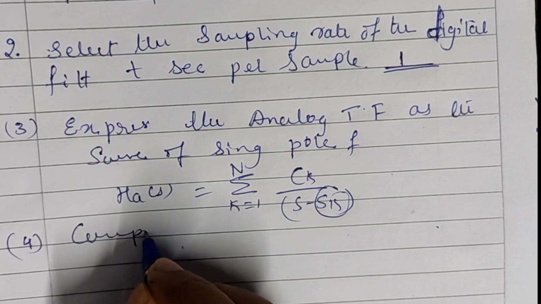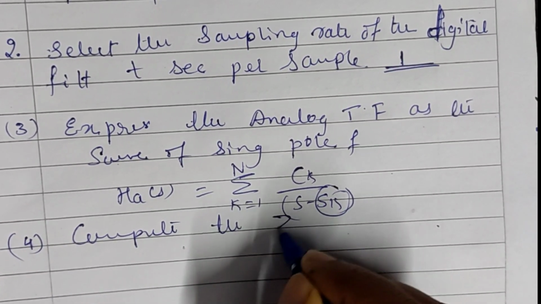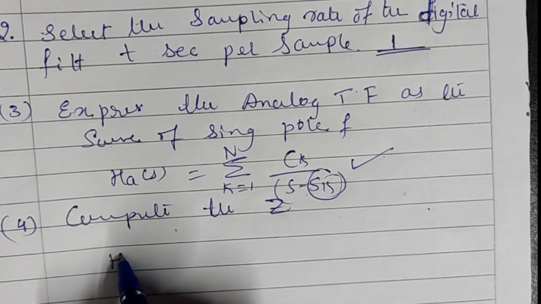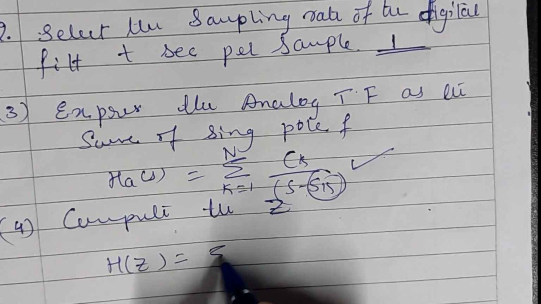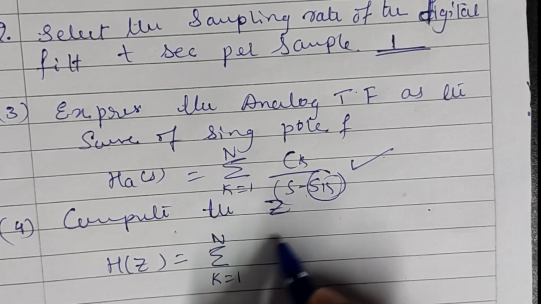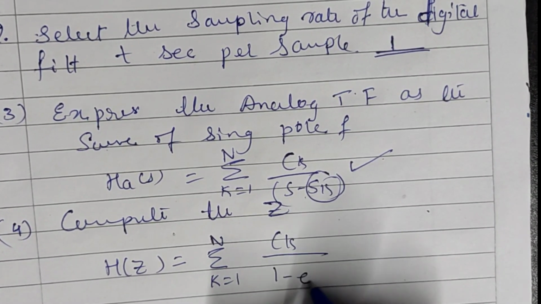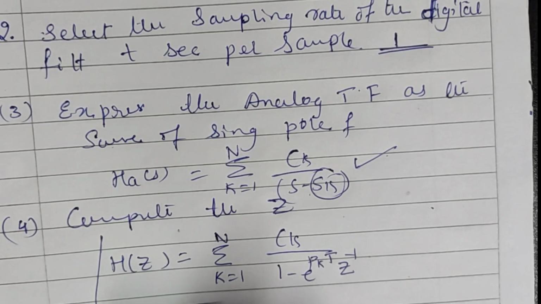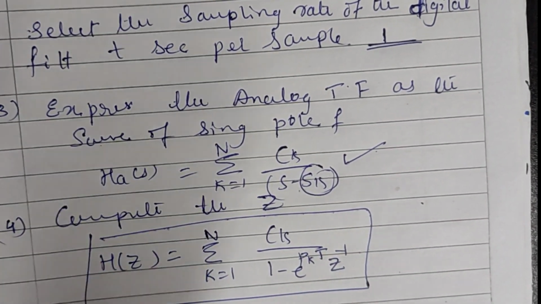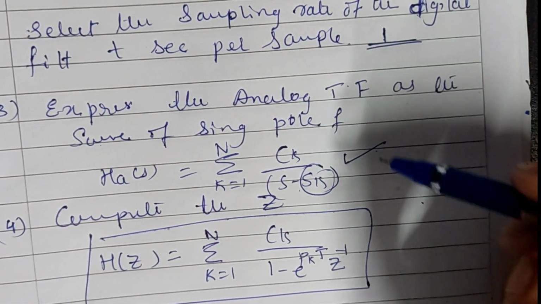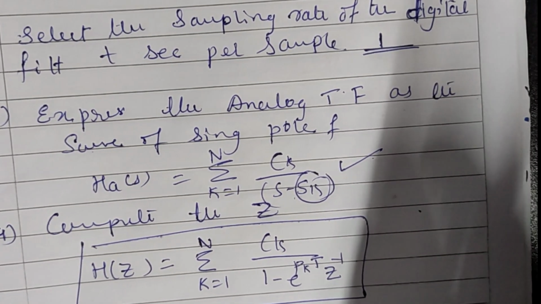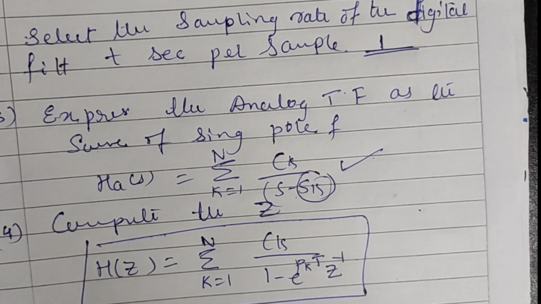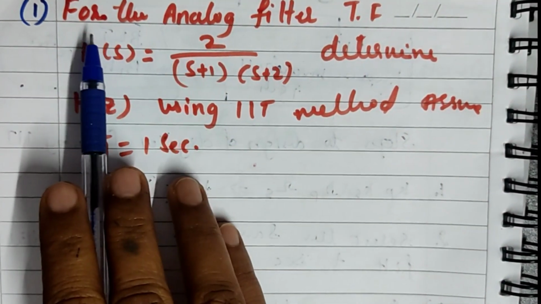Next we have to compute the Z transform of the above system, using the formula H of Z is equal to summation of K is equal to 1 to N, Ck divided by 1 minus e raised to Pk T into Z raised to minus 1. This formula we have to apply. It may be a bit confusing how to apply this, so let us see an example. It will be very easy for us to analyze and understand.